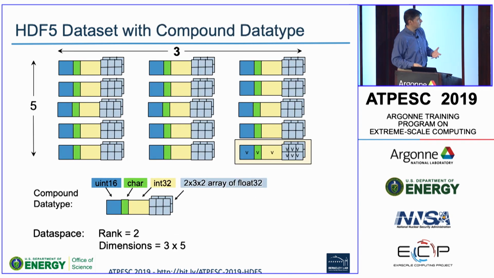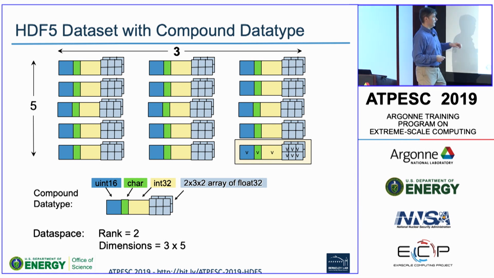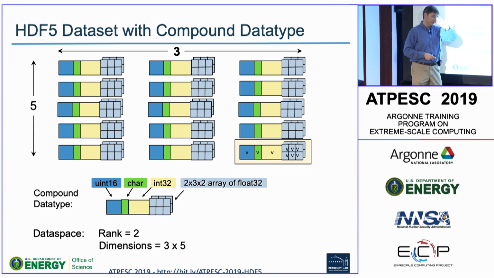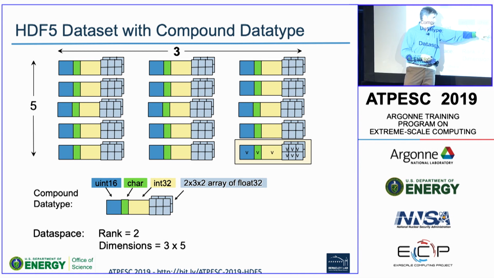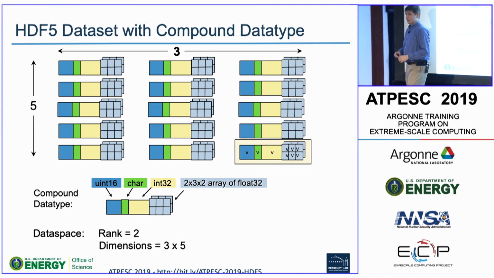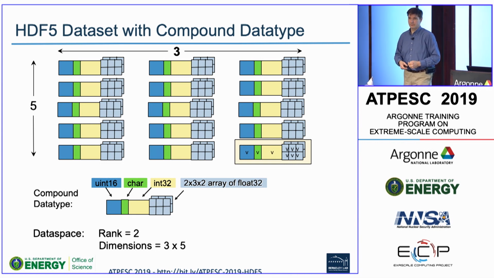There's a more complicated 3 by 5 data set where there's a compound type with 4 fields, int 16, a character, int 32, and an array data type where the base type for that array is a float 32. So a little bit of nesting there to kind of show that concept.